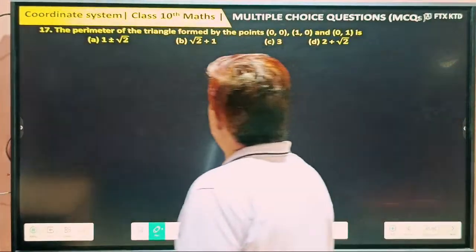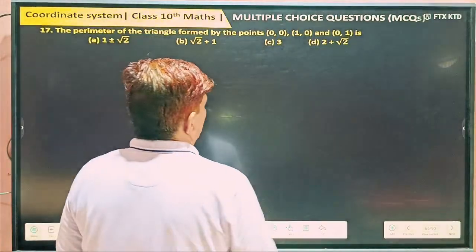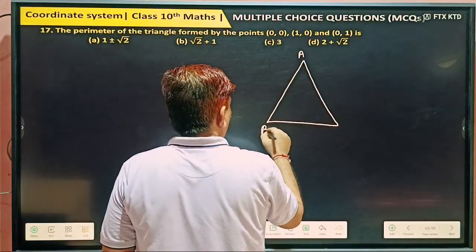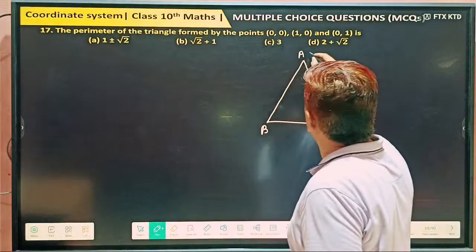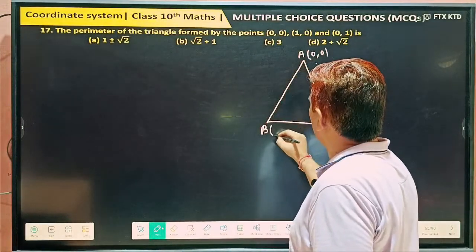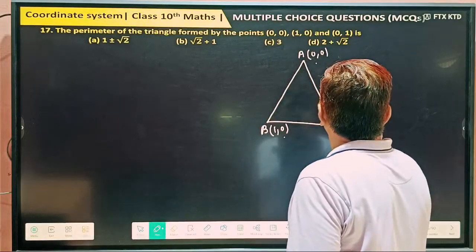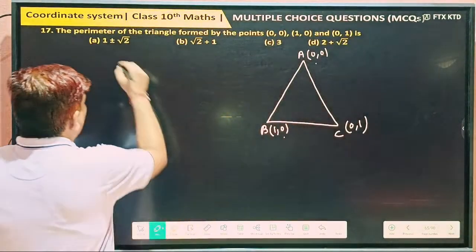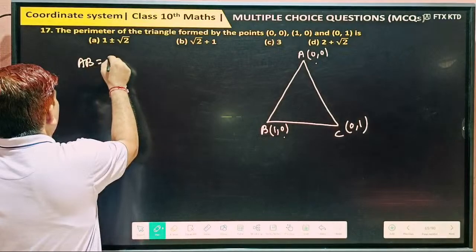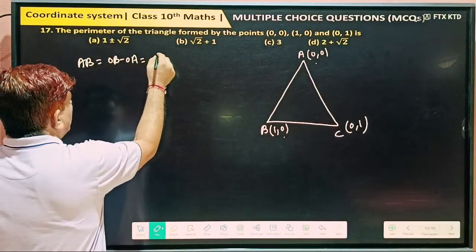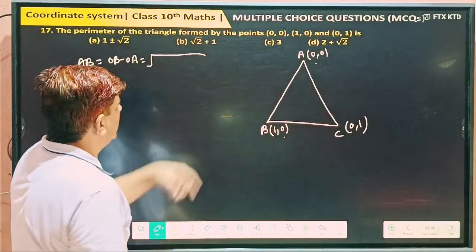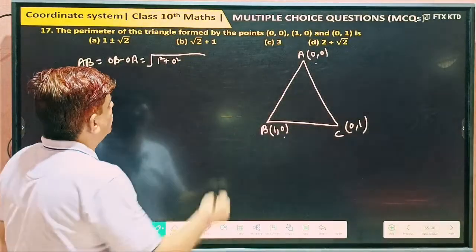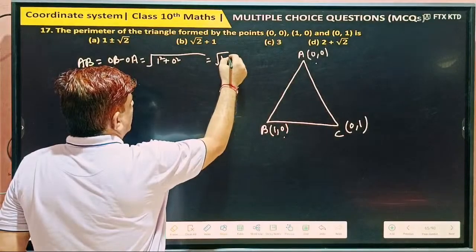Next, 17. The perimeter of a triangle formed by these points. Here perimeter means sum of all sides. A, B, C, with the coordinates of these points taken as 0, 0, then 1 and 0, then 0 and 1. First we will find AB equal to OB minus OA. What is this? Under the root (1 minus 0) square plus (0 minus 0) square, which is 1, equal to 1.